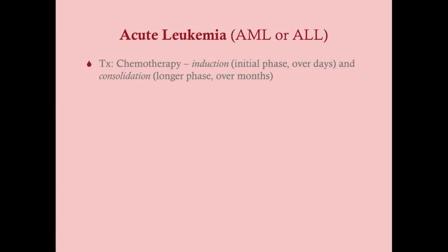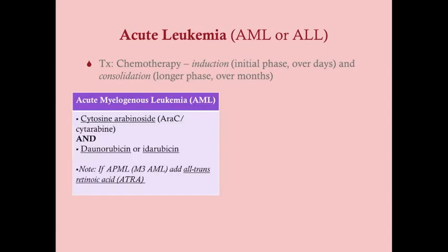You don't really need to know the intricate details of treatment for acute leukemia. I mean, it's very, very, very intricate, but you do need to know the basics of how we treat AML and ALL. So, of course, it's chemotherapy. For AML, we're going to treat with cytosine arabinoside, also known as Ara-C or cytarabine, which is just a nucleoside analog inhibitor, and so that's the treatment of choice for AML. And then we also use daunorubicin or idarubicin. So 2 drugs, Ara-C and daunorubicin or idarubicin.